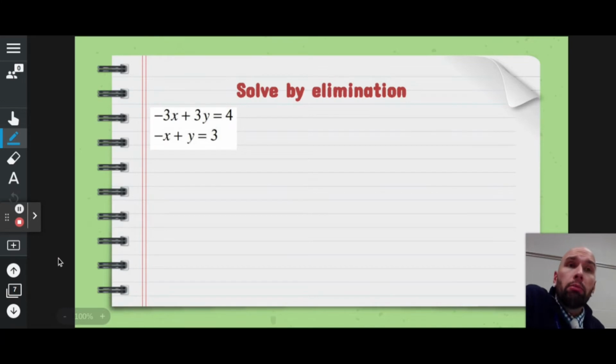Are these guys lined up? Is that the same coefficient but opposite? No. Is that the same coefficient but opposite? No. So let me pick one.